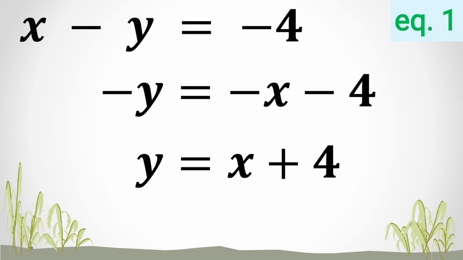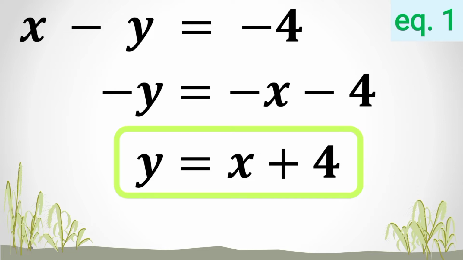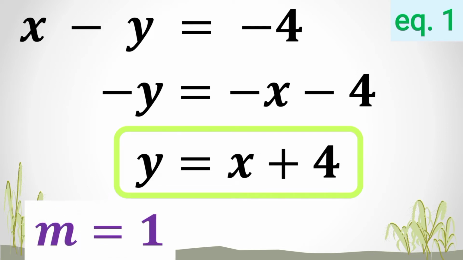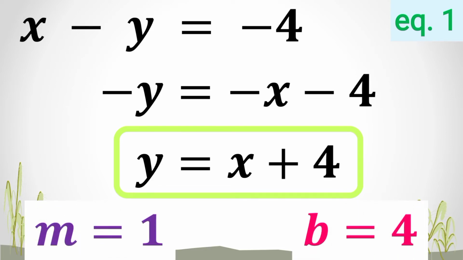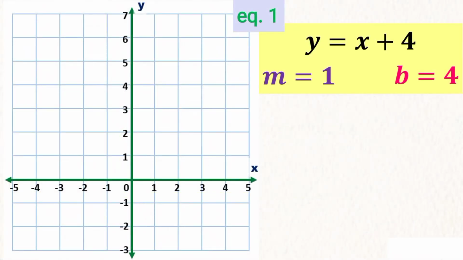Here we can now identify the slope, which is the m, and the y-intercept, which is the b. So your slope here is positive 1 and the y-intercept is positive 4. We can now graph the equation y equals x plus 4 by using the slope and its y-intercept.